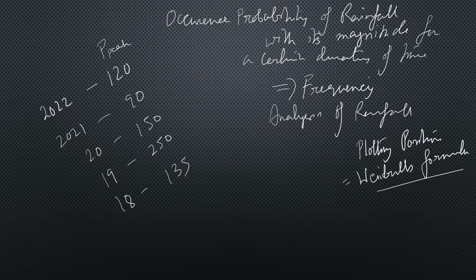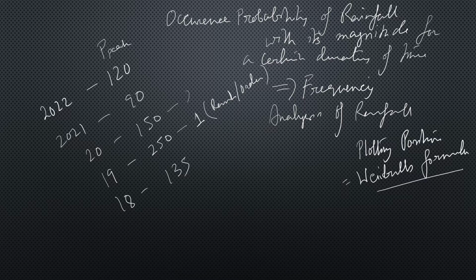So the method for Weibull formula is, first arrange this peak rainfall in descending order of their magnitude. The rainfall which is highest among these 5 rainfalls given to you will have the best rank. Suppose this is rank 1. This is known as rank or order. Followed by, as I have said, descending order of magnitude.